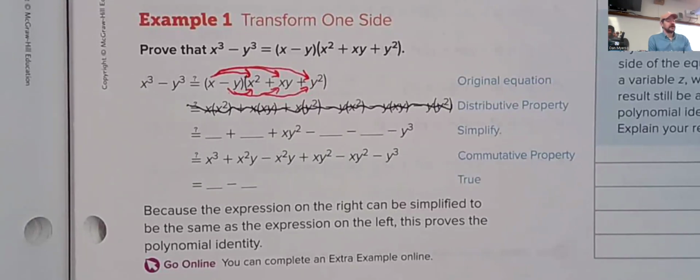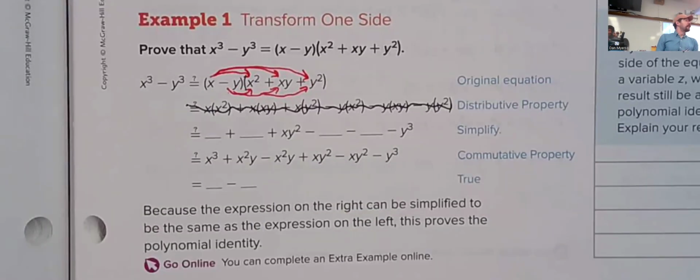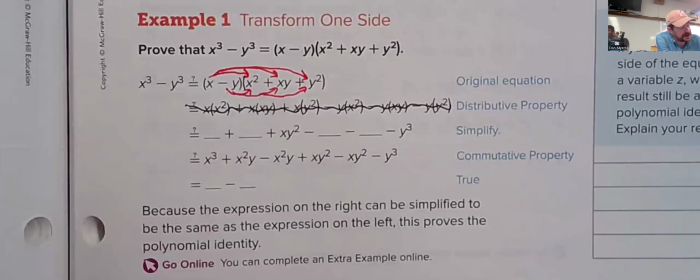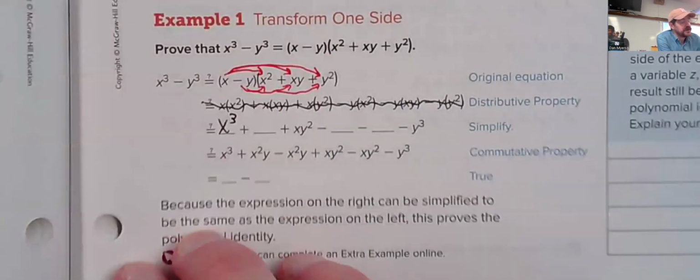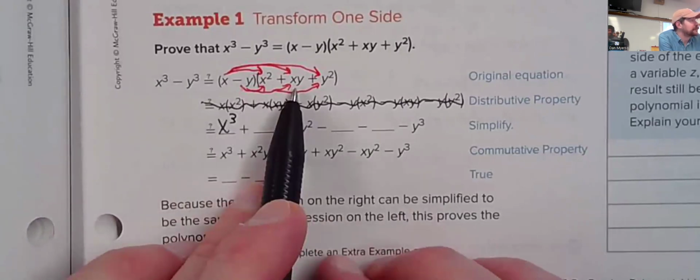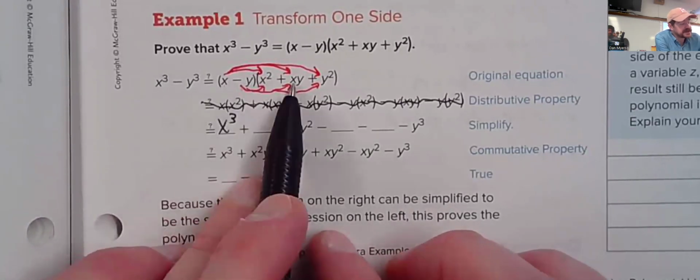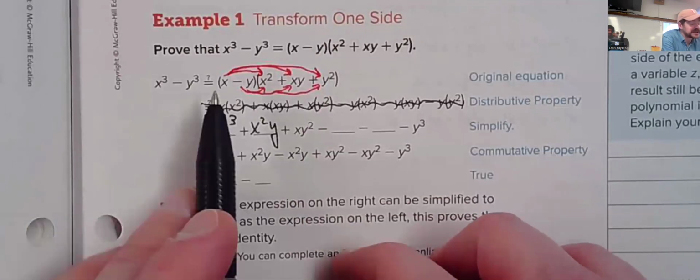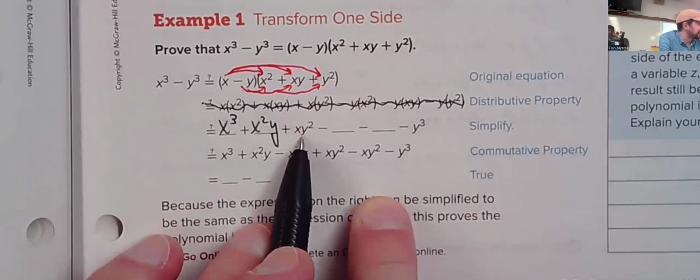So what is x times x squared? X to the third power, yeah, x cubed. X times x squared is x cubed. So the first term here is x cubed. Then we're going to multiply x by xy. Well, we're multiplying an x times an x, so that would be x squared. And then there's a y there as well, so that would be x squared y. And then it's multiplying x by y squared, which it shows right here is xy squared.